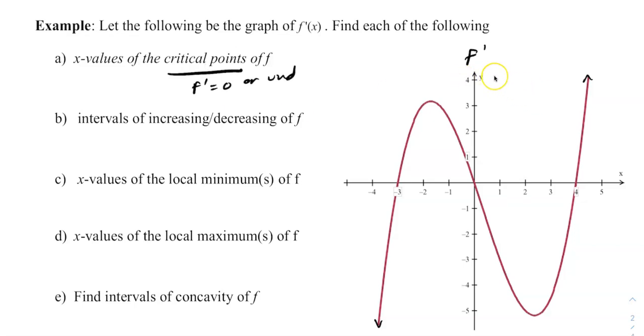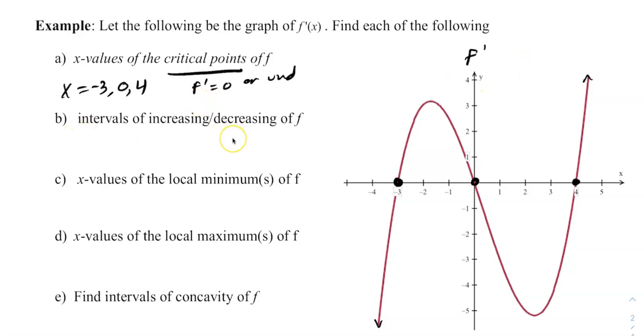We have the graph of f prime. So where does it equal 0? Here, here, and here. It's undefined nowhere. So x equals -3, 0, and 4. That's all it is. If you know your definitions, it couldn't be simpler.